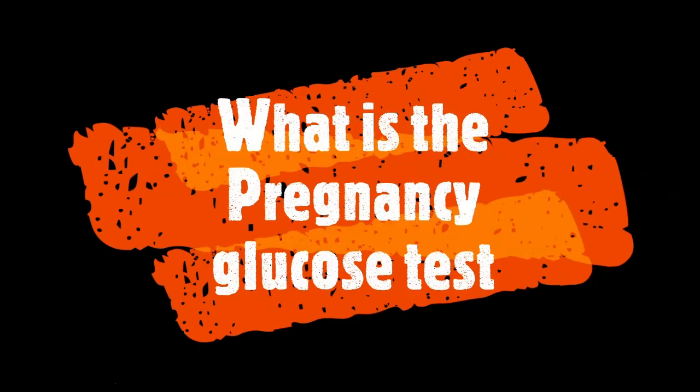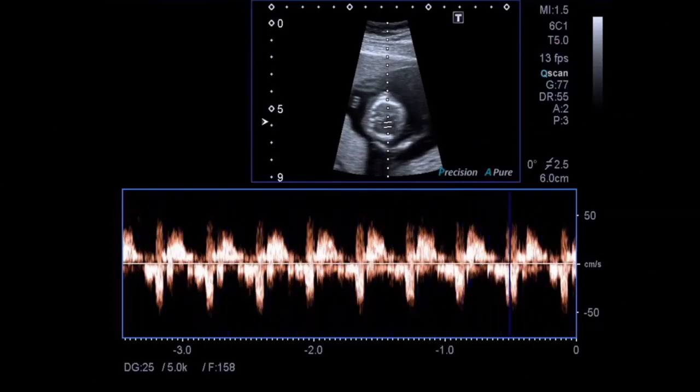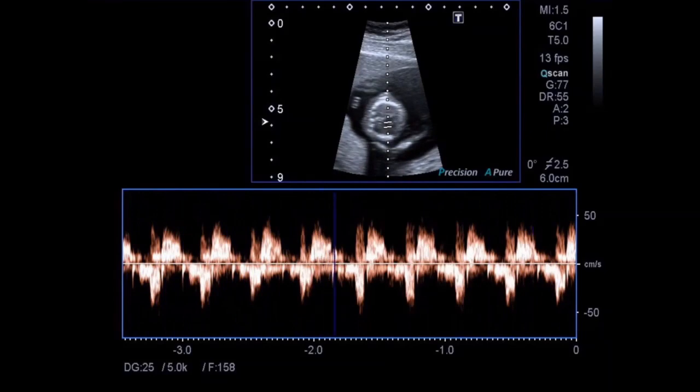Hello everyone, today's subject is the gestational diabetes test, still highly open to discussion as a subject in question. Let's take a closer look at this.